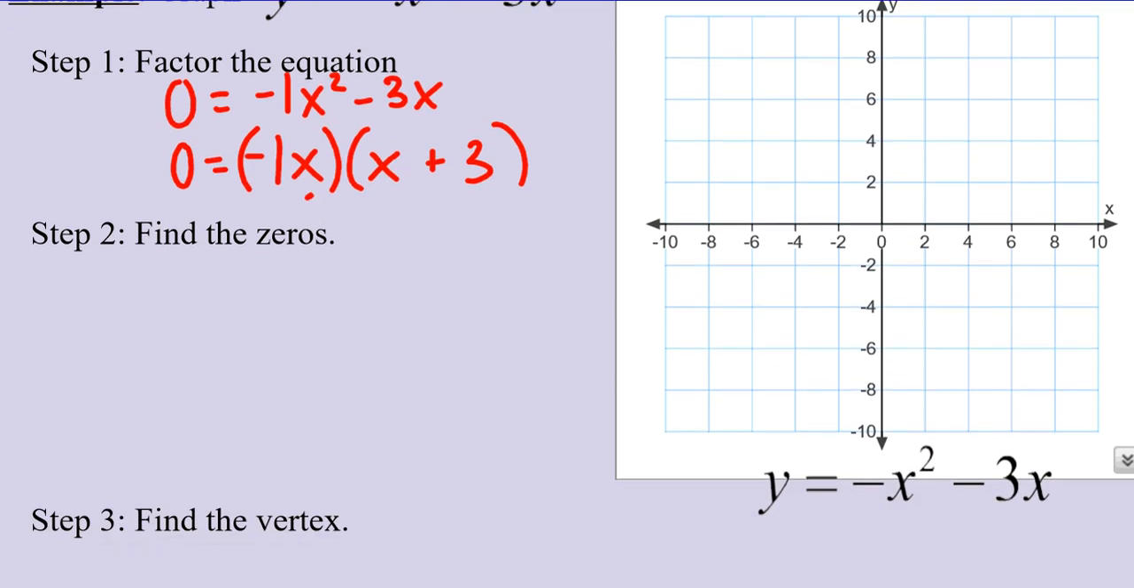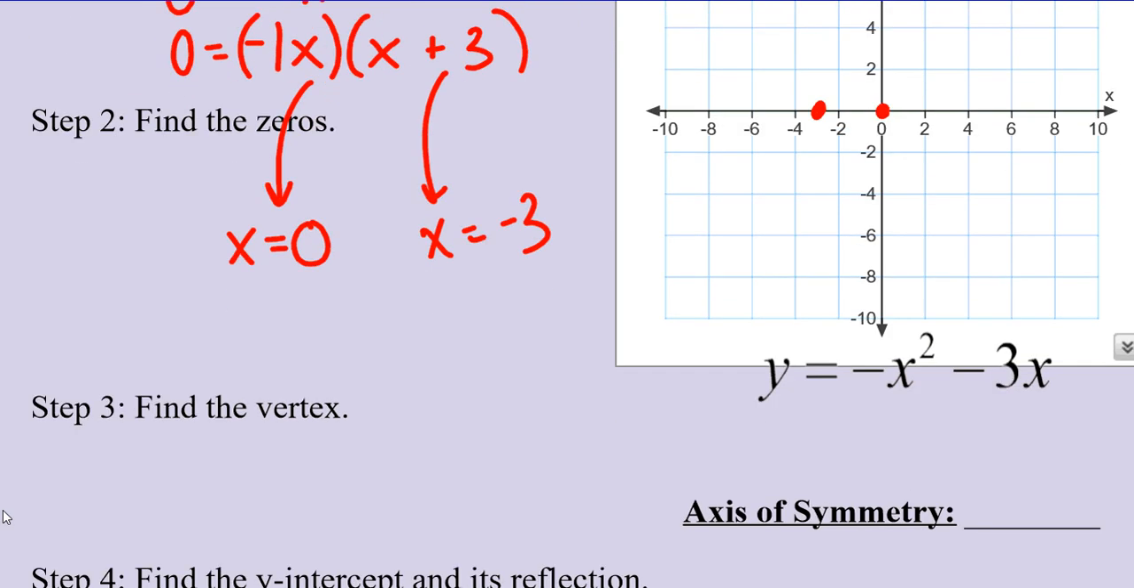Now that it's factored, I can find the x-intercepts. What can I multiply -1 by to make 0? Well, x equals 0 would work: -1 times 0. Some people think 1, but that's not true. -1 times 1 does not make 0. Over here, x has to be -3. So 0 and -3 are my x-intercepts. I hope by now you can realize you can use the formula, but halfway between 0 and -3 is -1.5. So I'm just going to note that.